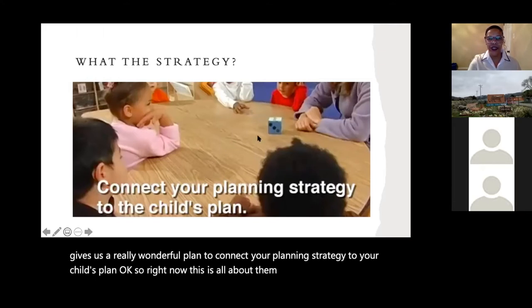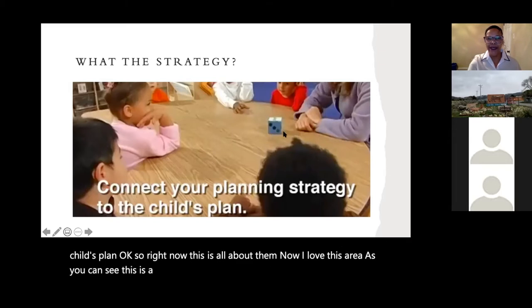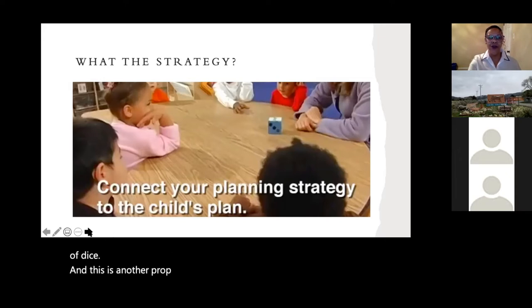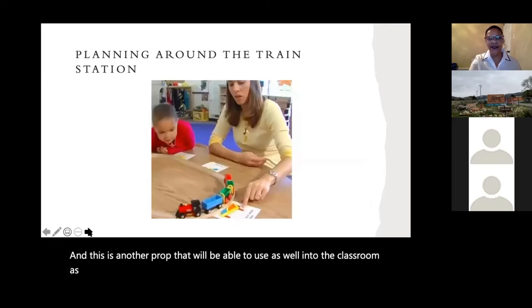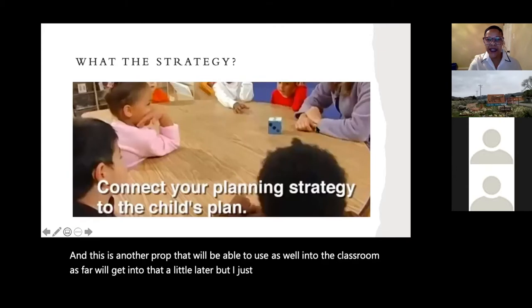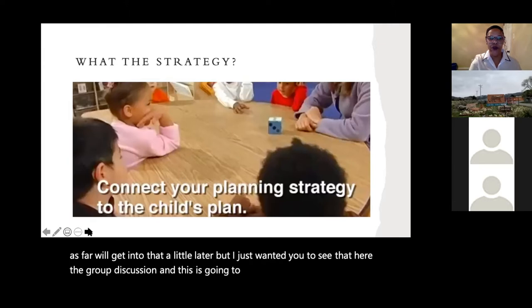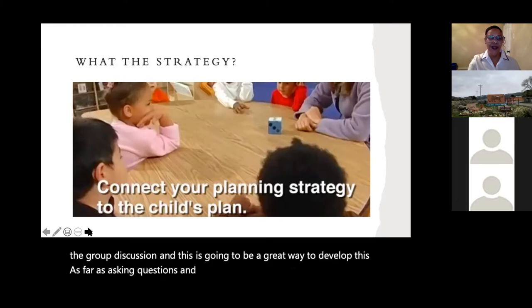Now, I love this area. As you can see, this is a simple pair of dice, and this is another prop that we'll be able to use in the classroom. We'll get into that a little later, but I just wanted you to see that here at the group discussion, and this is going to be a great way to develop this as far as asking questions and being responsible to follow up on how many questions you have to answer or how much information you have to give, depending on the roll of the dice.